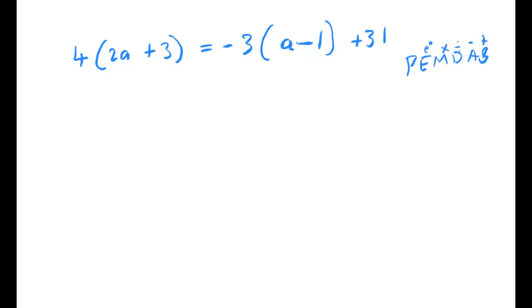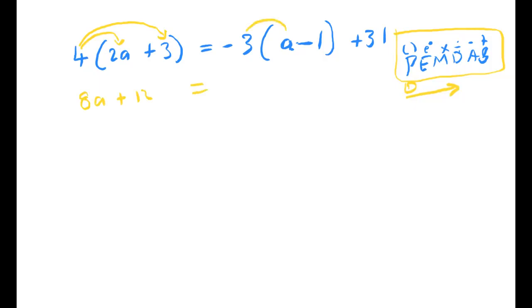Parentheses and exponents. Okay, so parentheses come first. We move from the left to the right, so we need to redistribute the parentheses. So let's go. 4 times 2A is 8A. 4 times 3 is 12. Negative 3 times A is negative 3A.